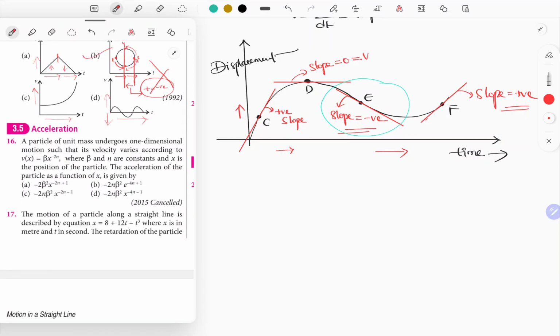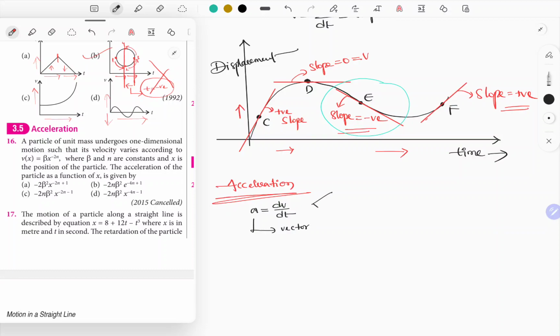Next concept is acceleration. Let's solve numericals based on acceleration. The meaning of acceleration is change in velocity with respect to time. That is, a is equal to dv by dt. Is it a scalar quantity or a vector quantity? It is a vector quantity.